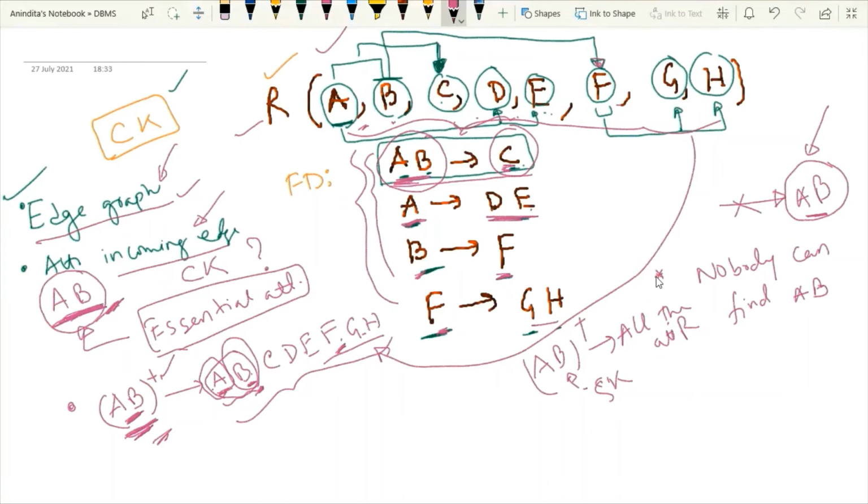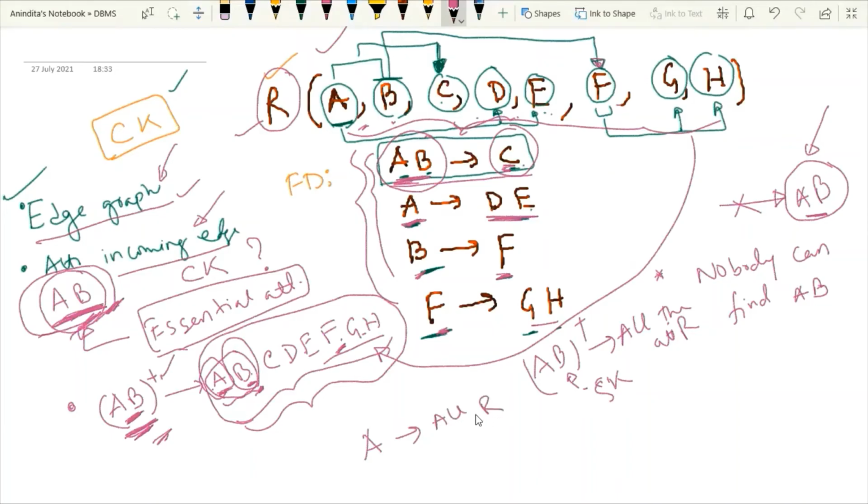So my point is, whenever the question in your interview is asked, what do you mean by candidate key? First, you have to tell them that the essential attributes in a particular relation R, from which all other attributes are reachable, are known as candidate key. And what is the definition of super key? From an attribute, if we get all other attributes in a relation, then it is a super key.